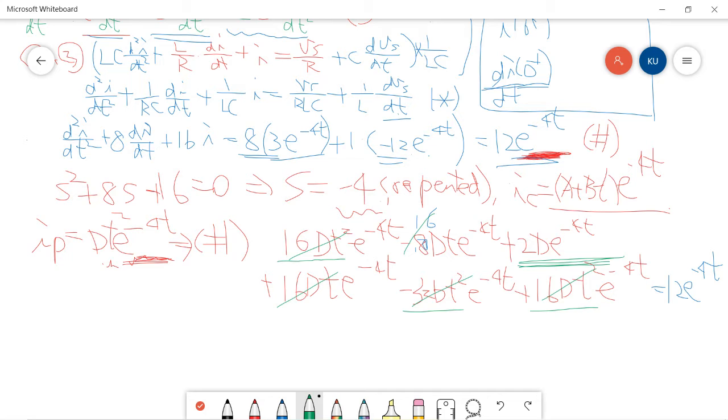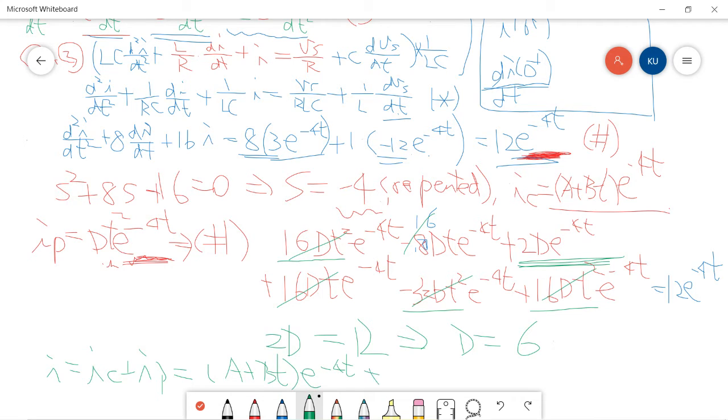So we have 2d equals to 12, and thus d equals to 6. In this case, we have I equals to IC plus IP, which is equal to A plus Bt exponential to minus 4t plus 6t squared exponential to minus 4t.